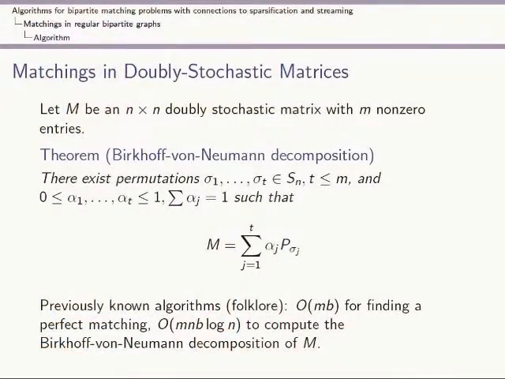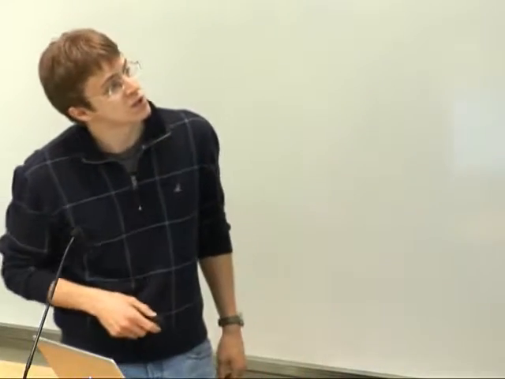So another application is to finding matchings in doubly stochastic matrices. Here, if we're given an n by n doubly stochastic matrix with m non-zero entries, then the Birkhoff-von Neumann decomposition theorem says that every such matrix can be represented as a convex combination of at most m permutation matrices. So the question is, can we recover such a decomposition efficiently?